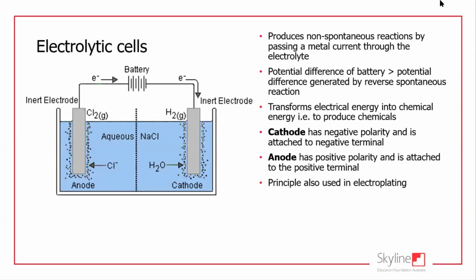So oxidation still occurs at the anode, reduction still occurs at the cathode, but here it's changed. The anode is now positive, and we connect it to the positive terminal of the battery. Cathode is now negative, and we connect it to the negative terminal of the battery. We also use this principle in electroplating.